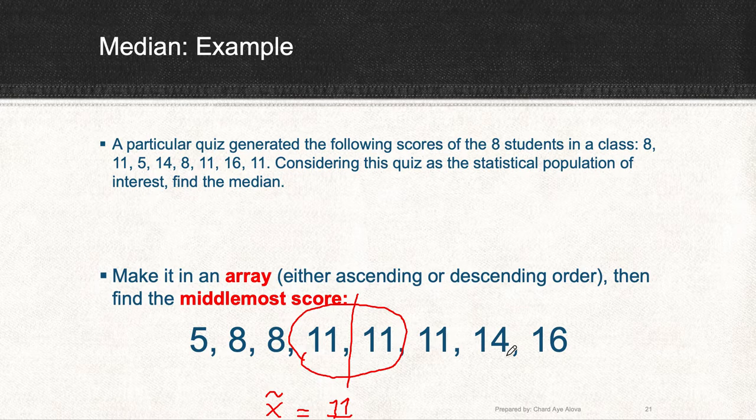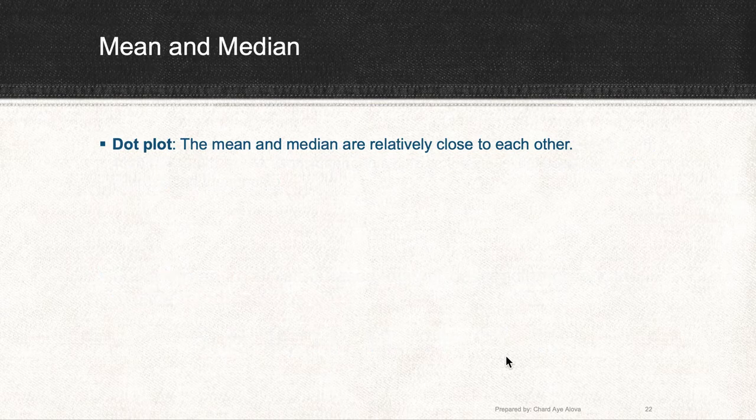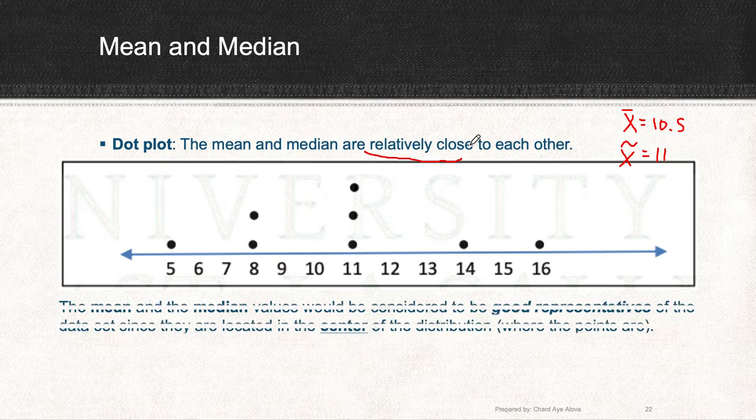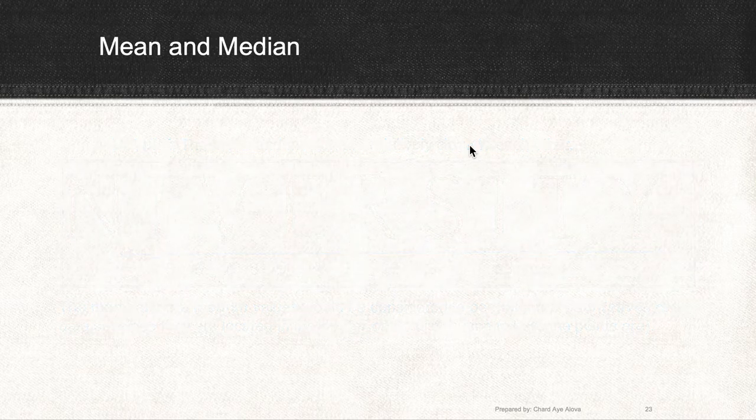Now we come to a point wherein we compare the mean and median. Take a look at the dot plot given here. Recall that your mean, x bar, is equal to 10.5, and your median, x tilde, is equal to 11. They're relatively close to each other given that setup. The mean and median values would be considered good representatives of the data set, since they are located at the center where most of the points are, which is true from this graph.